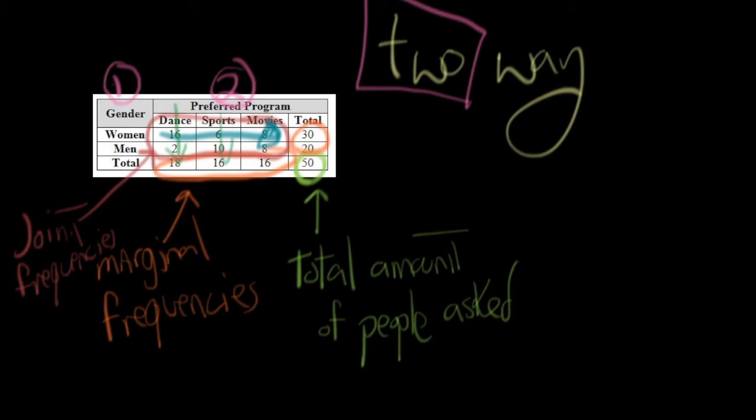So what could you say? You could say that there were 16 girls who prefer to dance. Well, that's pretty awesome. And there were 8 men who prefer movies. Those are my kind of guys. And now listen how I'm saying it: there were 16 people that preferred sports. You wouldn't know if it was guys or girls, but you know 16 in total.